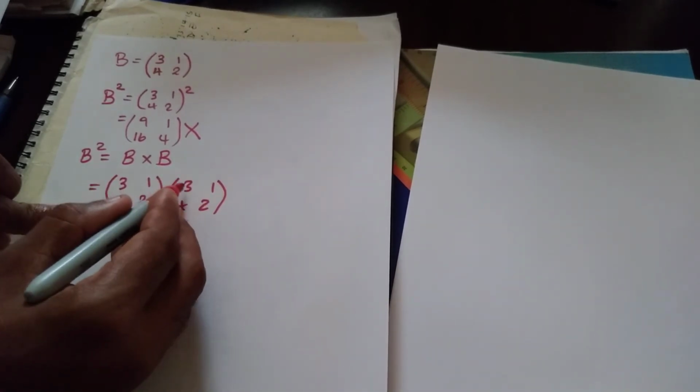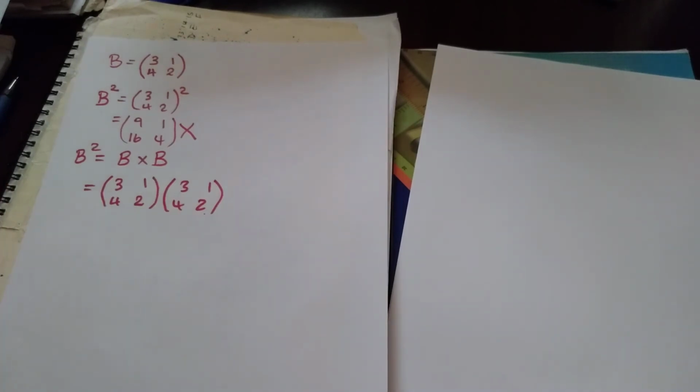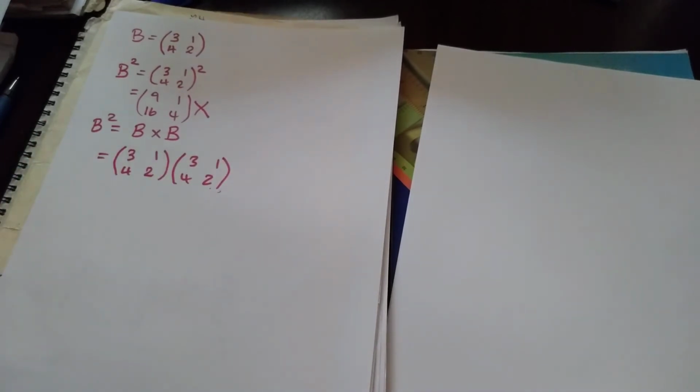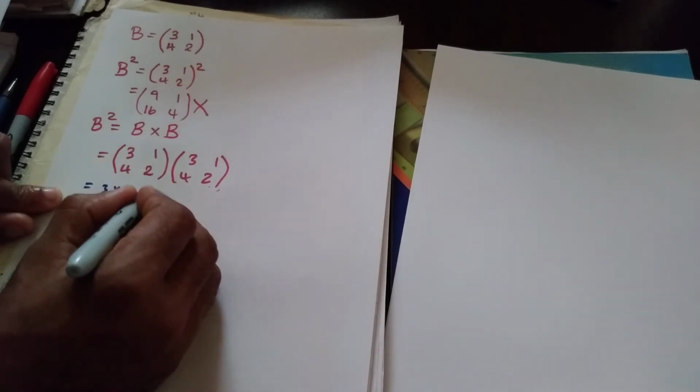So it's 3 1 4 2 multiplied by 3 1 4 2. This is how you would actually find B squared. You're going to multiply first row, first column, first row, second column, second row, first column, second row, second column. So we're going to multiply: 3 times 3 plus 1 times 4. That was the first row, first column.